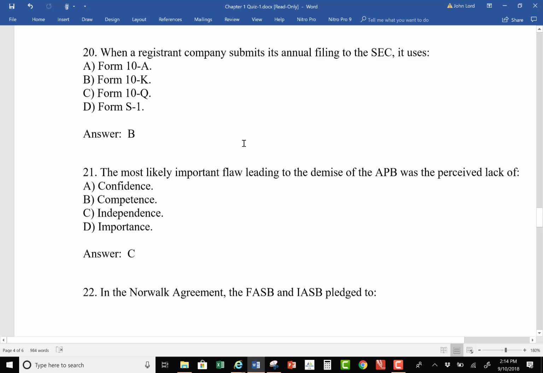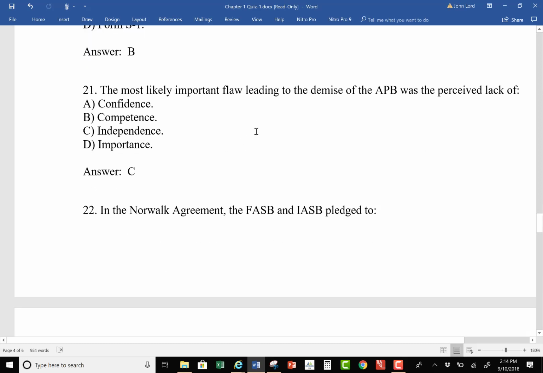Number 21, the most likely important flaw leading to the demise of the APB was the perceived lack of independence. What was the problem with the APB's independence? Companies were putting the rules for the same people who are the beneficiaries. Yeah, ballpark. You want to add to that? I think you mentioned something about some of the employees not being full-time, so they also looked for other companies. Well, yeah, I kind of threw that in towards the end of that discussion. Yeah, and that was a big deal. They were part-time.